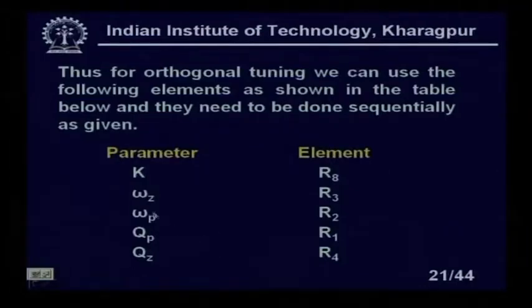Here you see omega z with R3, omega p with R2, and Q p with R1. So, if I vary omega z, then what will happen? If I vary R3, omega p will vary, it does not matter, I will use R2 to bring it back to the original or desired value. Similarly, I can tune Q p and Q z by R1 and R4 respectively.